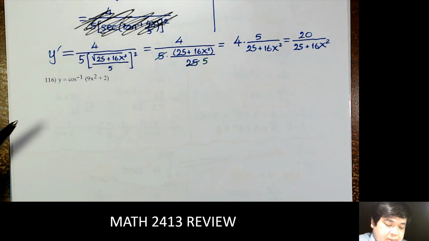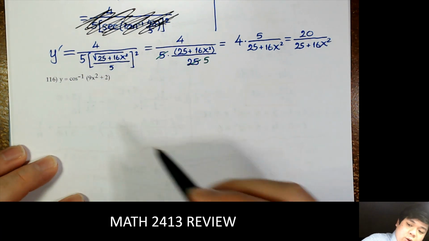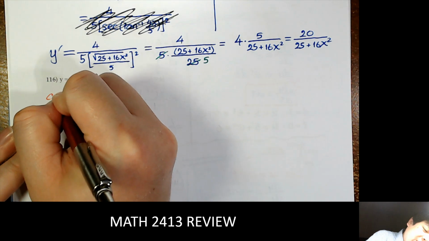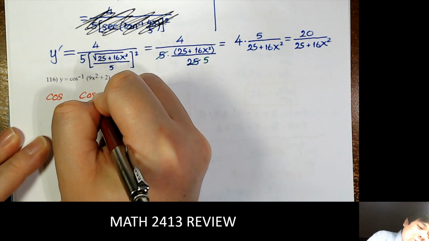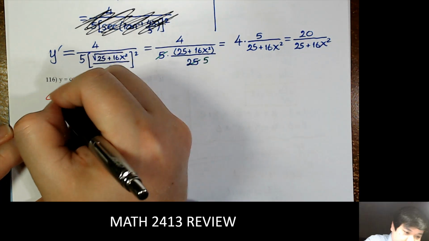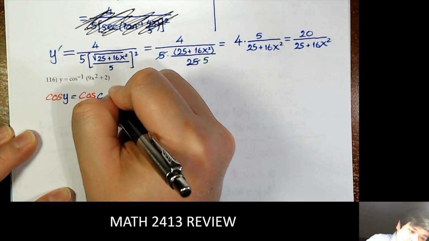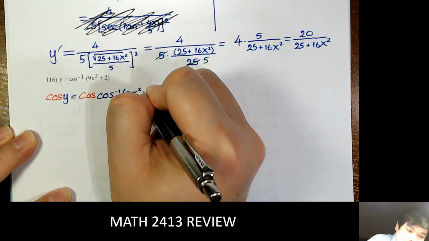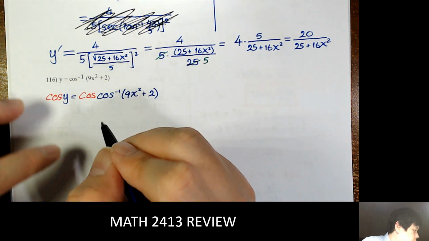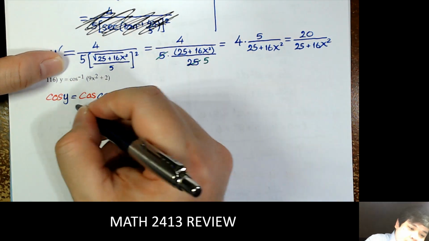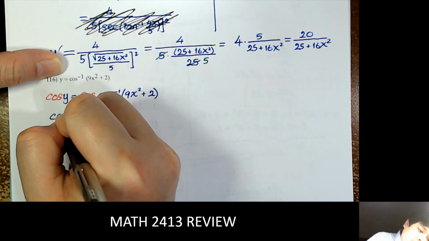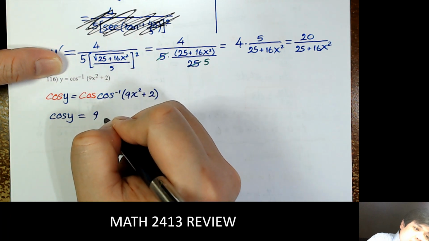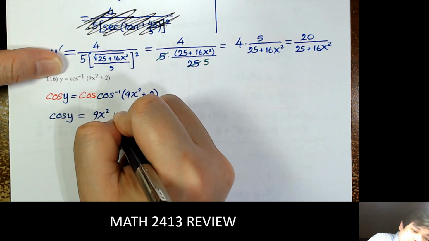Next we have this. First we'll take the tangent on both sides. I'm sorry, cosine on both sides. Because cosine cancels the inverse. So we have cosine of y equal to 9x squared plus 2.